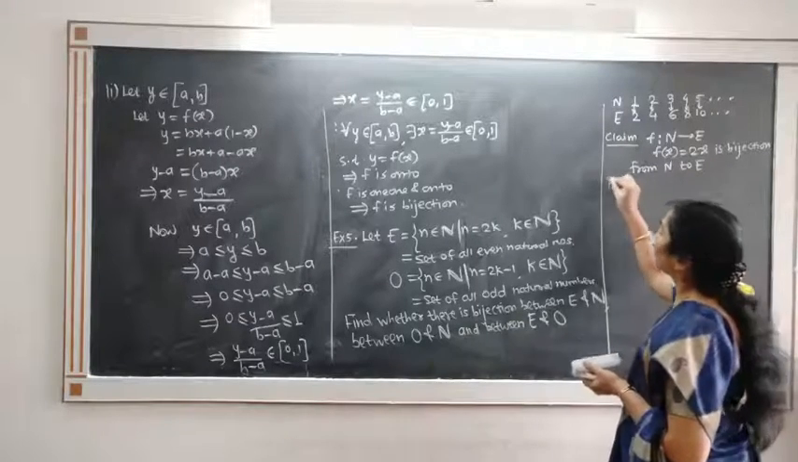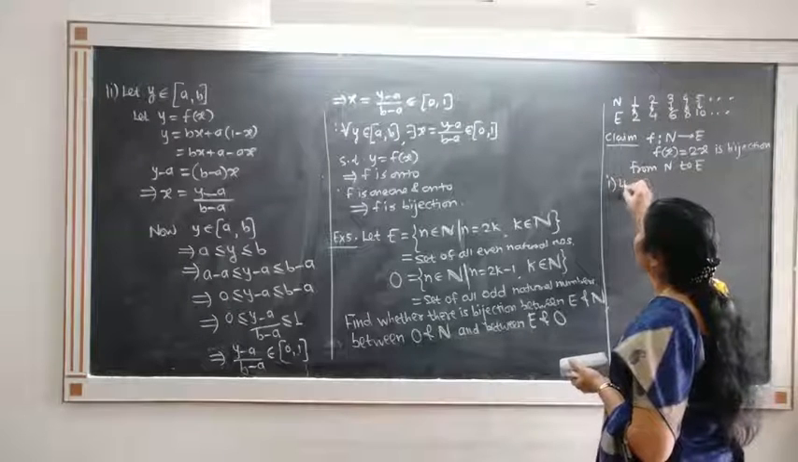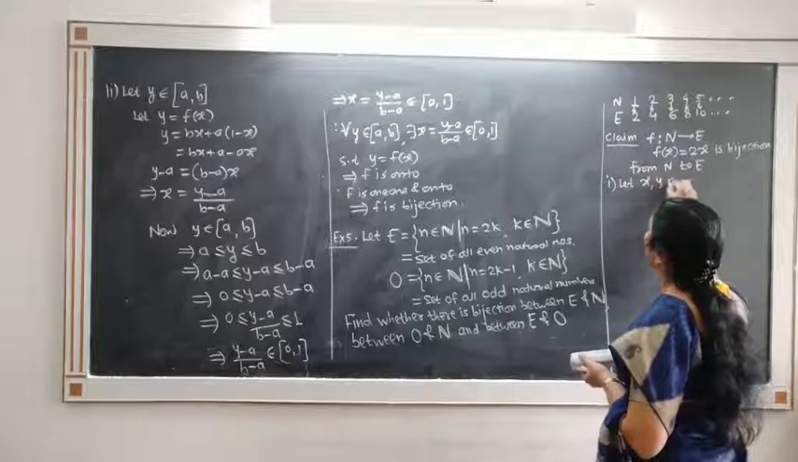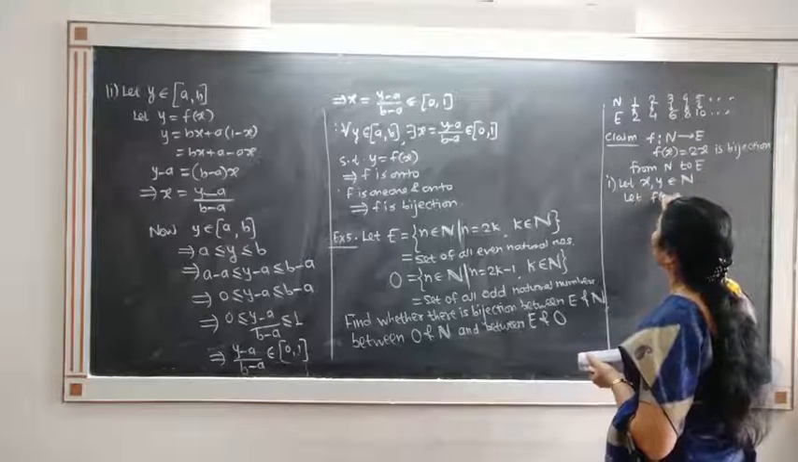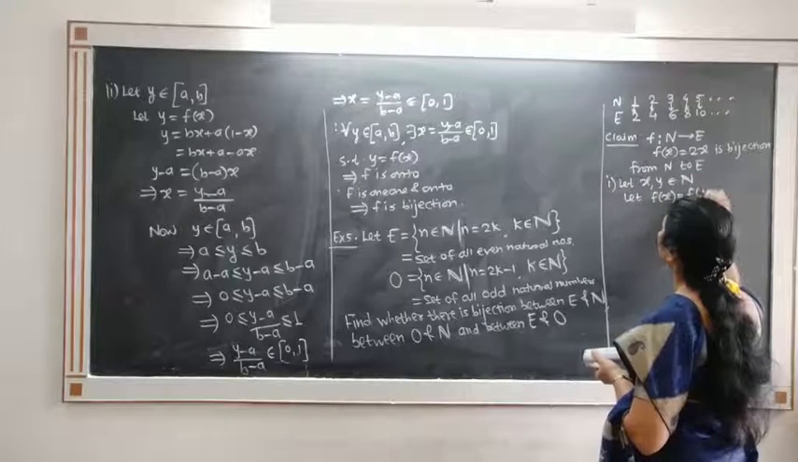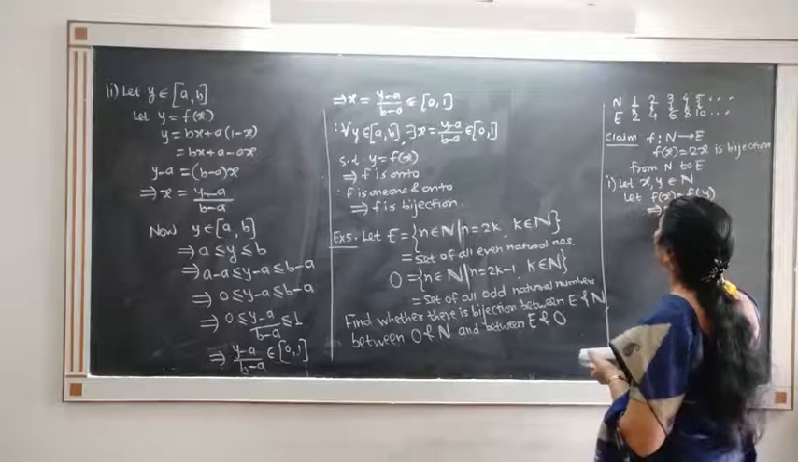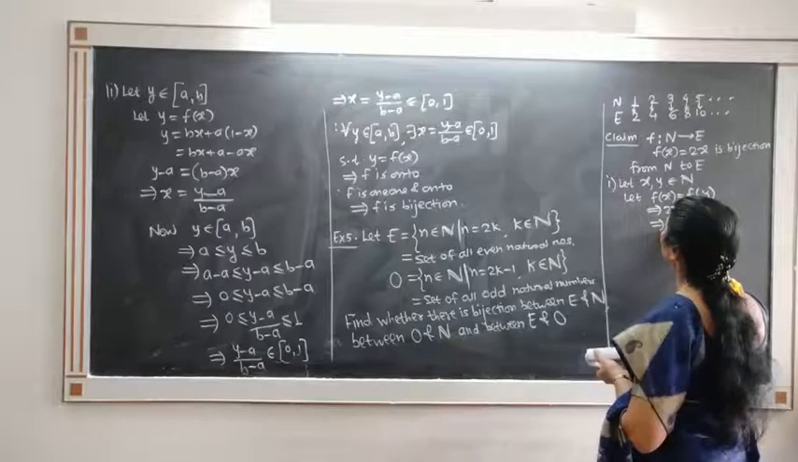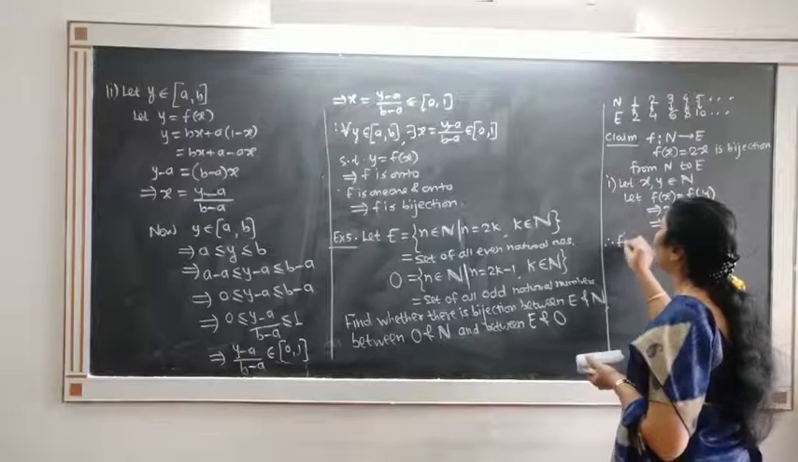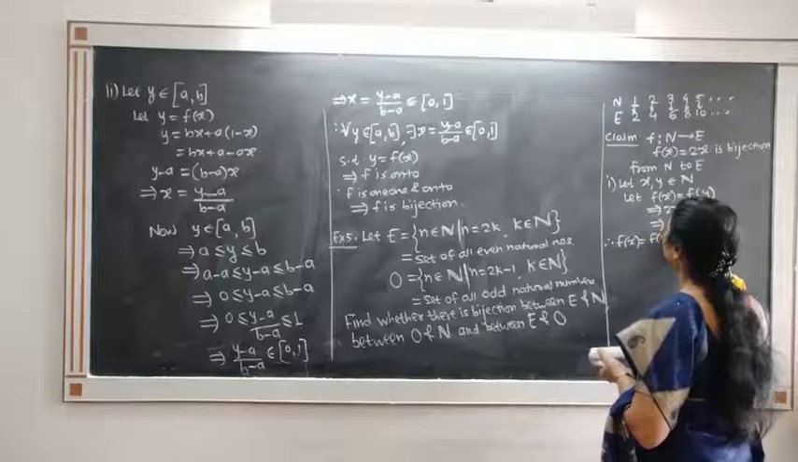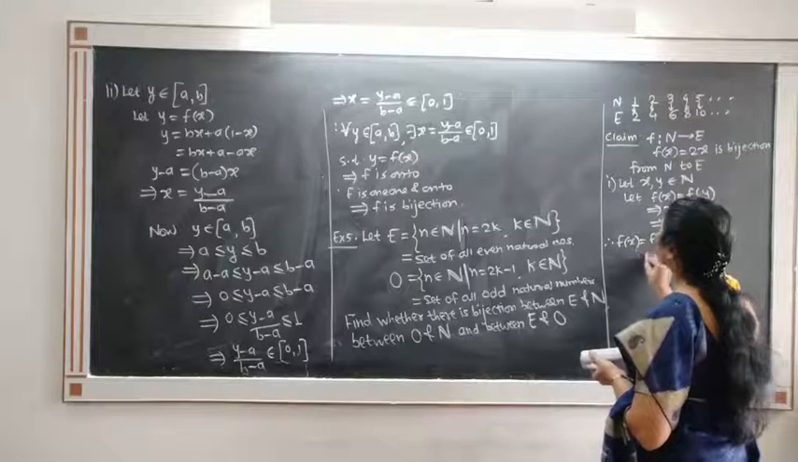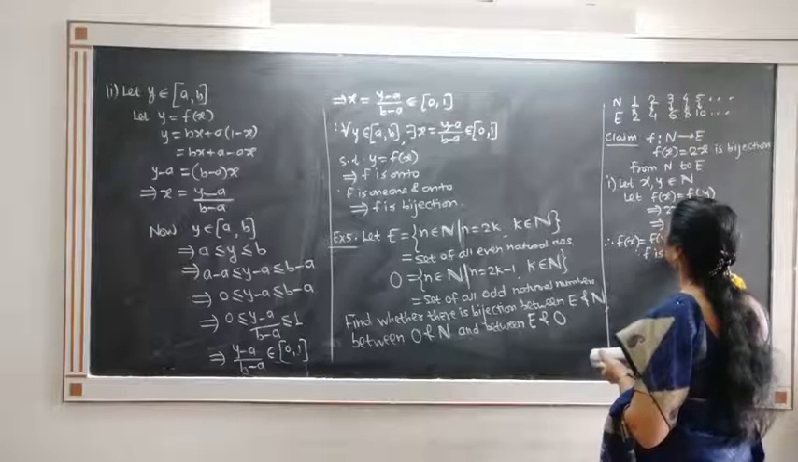So firstly prove that it is 1-1. Let's start with two elements x and y in natural numbers N, and let us assume that f(x) is equal to f(y). This implies that 2x is equal to 2y. This implies that x is equal to y, dividing by 2. Therefore, f(x) equal to f(y) implies that x is equal to y. So obviously f is 1-1.